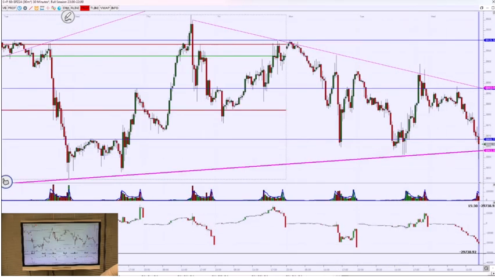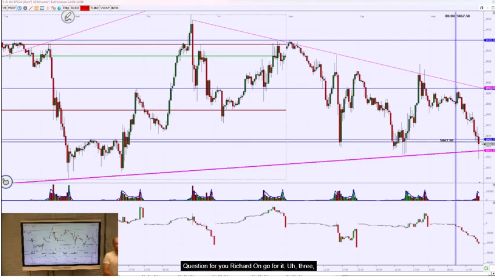And this is why I'm not a big fan of the sort of hourly trend lines. Question for you, Richard. Go for it. Three possible answers I can think of, you can think of a fourth. The context is about trend lines and what they actually mean.